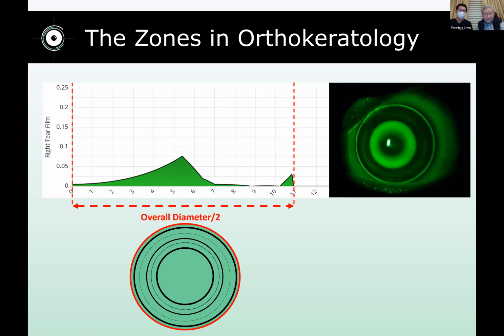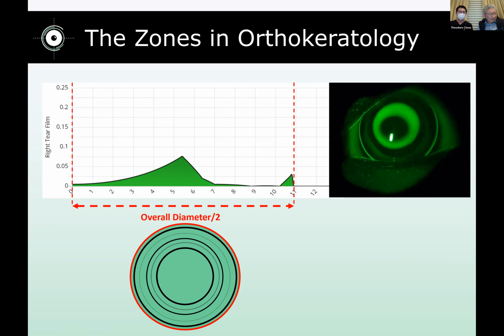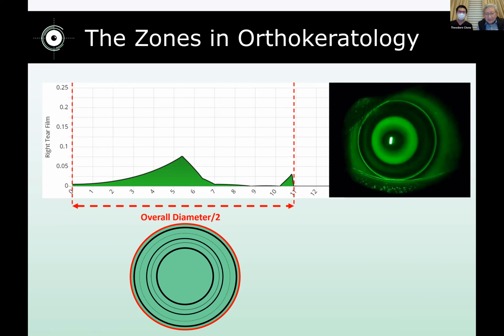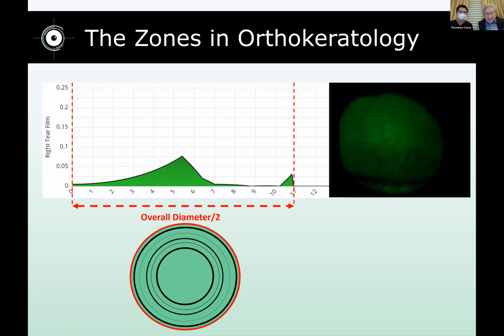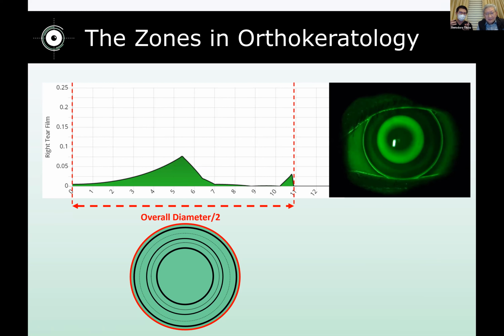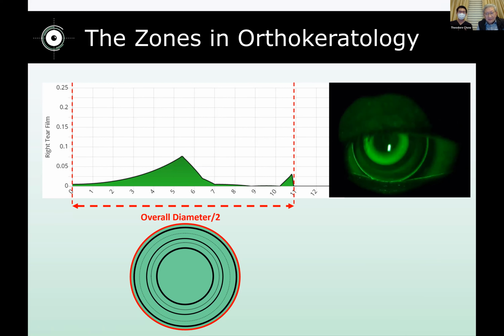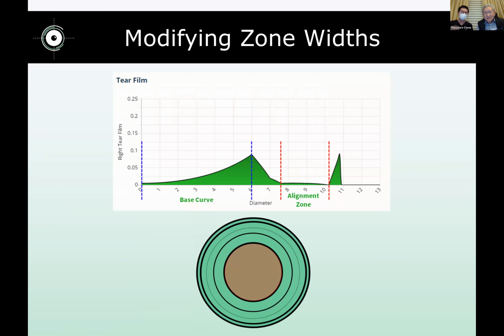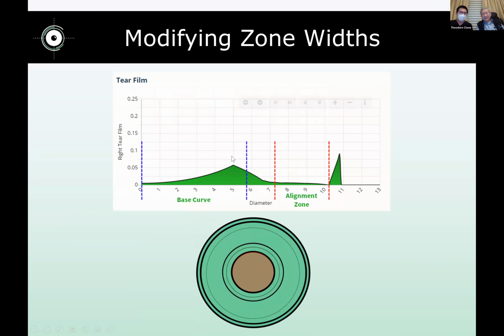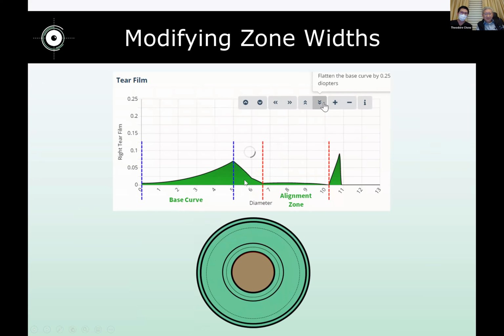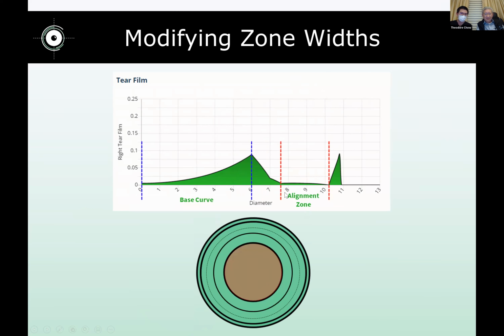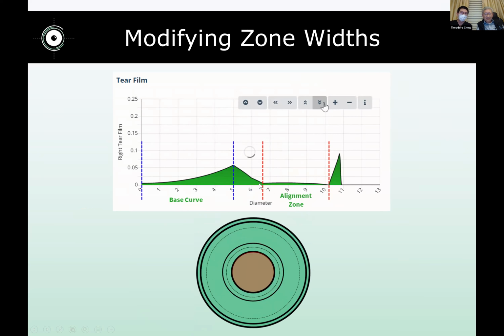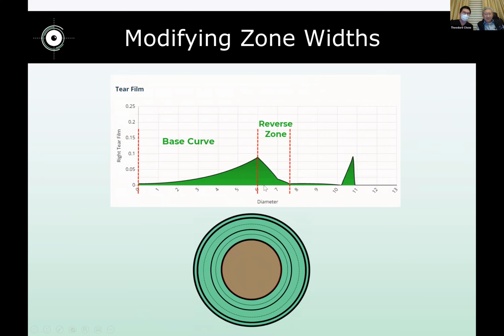I was saying that the overall diameter, determined by the patient's visible iris diameter, includes all those zones that we just talked about. Therefore, when you change the width of one zone, necessarily another zone has to change. For example, as Dr. Chow was alluding to, when we change the base curve width from the 6 millimeter traditional to the 5 millimeter, you necessarily have to make either the alignment zone bigger, which is what you see here, or the reverse zone bigger, which is in the next slide.